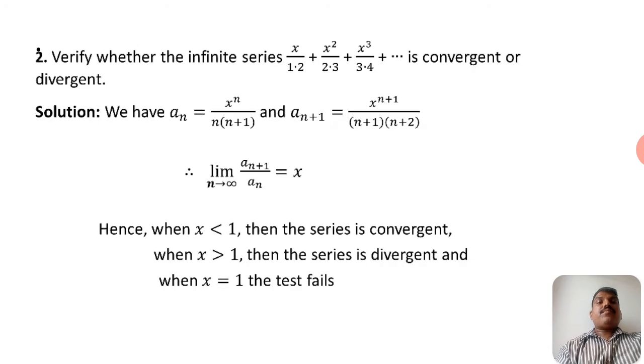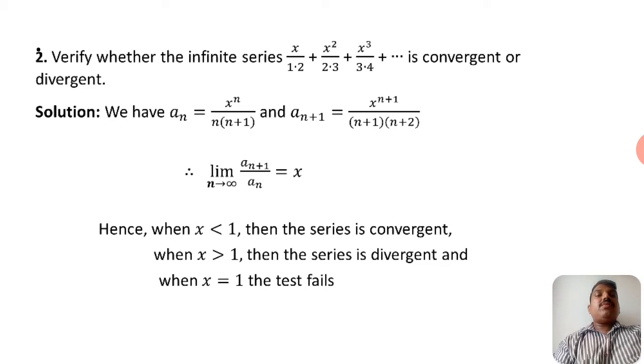Verify whether the infinite series x by 1 into 2 plus x square by 2 into 3 plus x cube by 3 into 4 plus etc. is convergent or divergent. Solution: we have a_n equals x power n divided by n into (n plus 1), and a_(n+1) equals x to the power n plus 1 divided by (n plus 1) into (n plus 2).